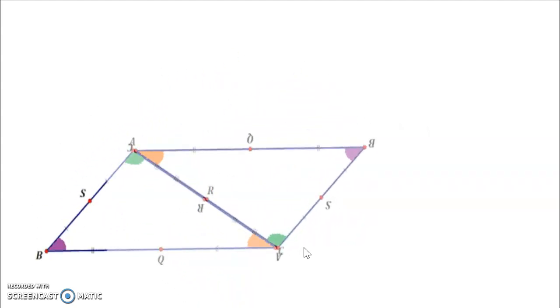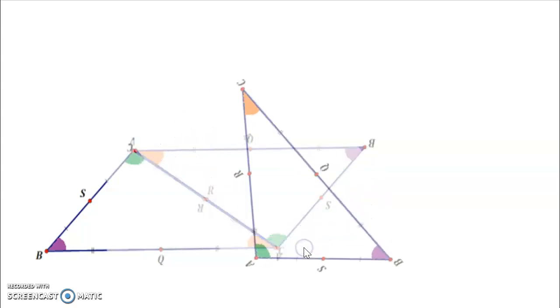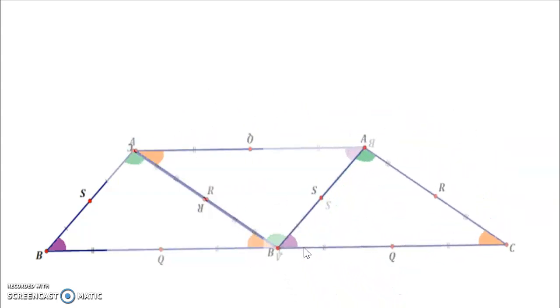When the triangle is rotated around point R, which is the midpoint of one of its sides, it creates a parallelogram. If we were to do this rotation one more time around point S, which is the midpoint of the side, it now creates a trapezoid.